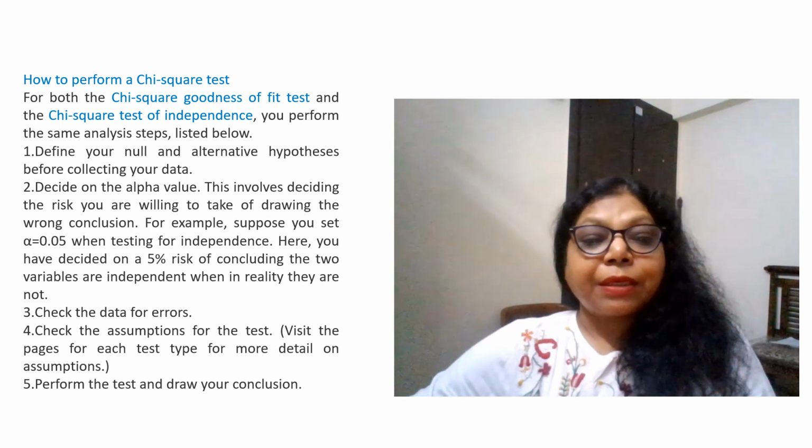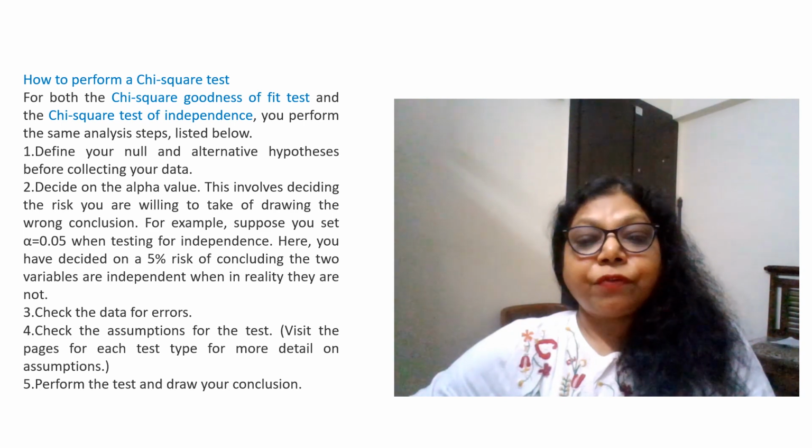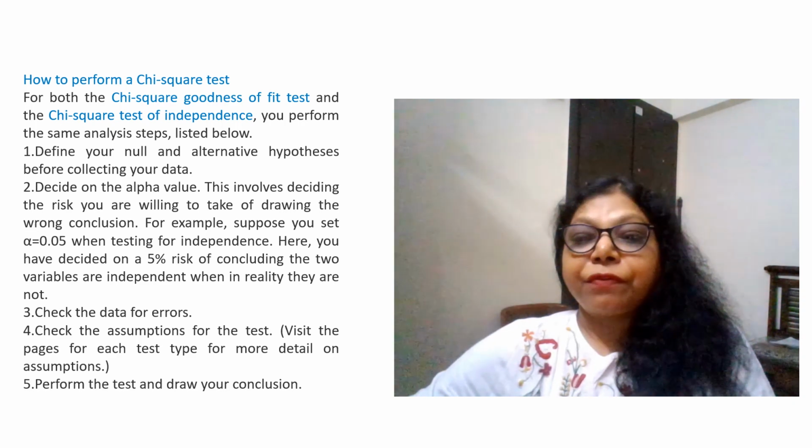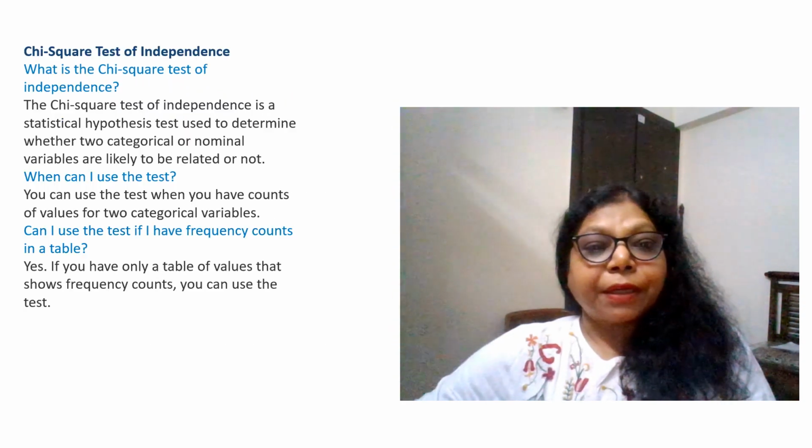Then we compare the test statistic to a theoretical value from the chi-square distribution. And the theoretical value depends on both the alpha value and the degrees of freedom for our data.